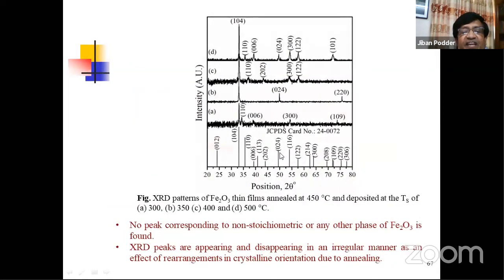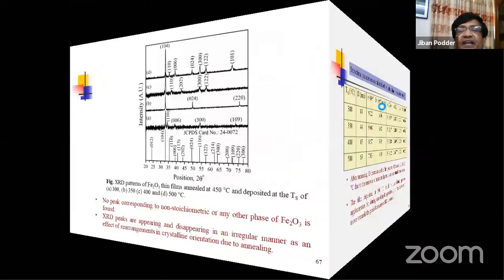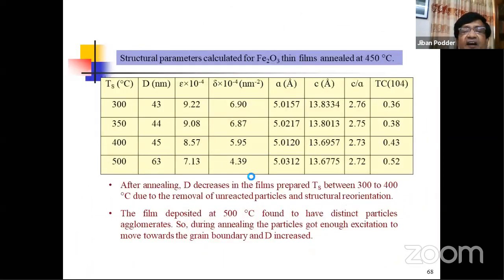Here are the structures after annealing. No other corresponding peaks are found, only very sharp peaks. It means that it is the pure phase, and no other phases are here. The XRD peaks appear in an irregular manner as an effect of rearrangement in crystalline orientation due to the annealing effect. These are the XRD patterns for the as-deposited sample and for the annealed sample, so that is the improvement of the crystallite size we have got after annealing.